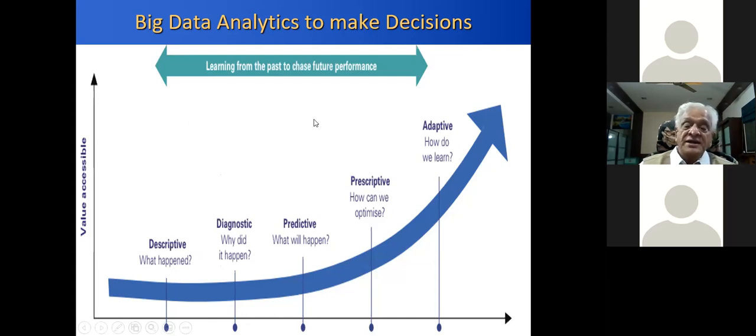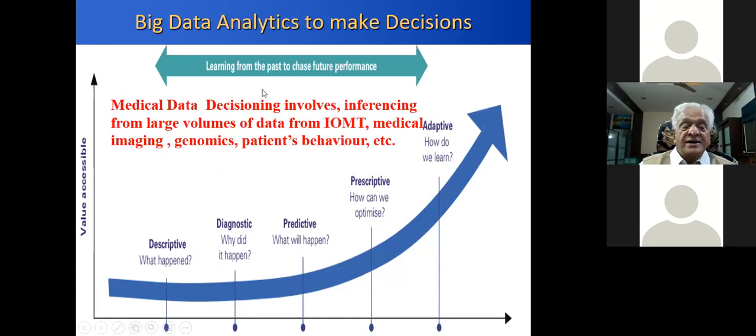So basically, medical data decisioning involves inferencing from large volumes of data from IoMT, the Internet of Medical Things, medical imaging, genomics, and patients' behavior. If everything is there in your electronic health records, he drinks, he smokes, he travels a lot, all this information is there, and that is the big data analytics to make the decisions.